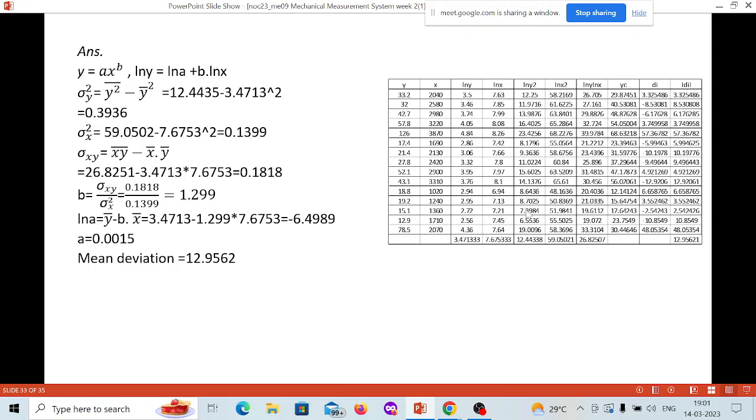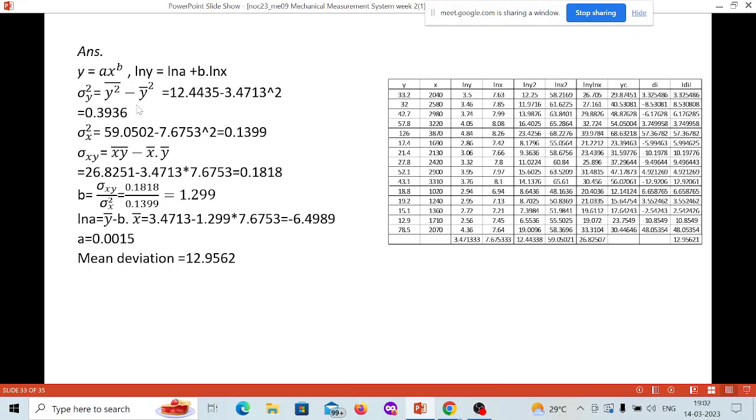So we have all those readings, and we find out 3.4713 for the mean value of ln y, and the mean value of ln x is 7.67. The mean value of ln y square is 12.44. The mean value of ln x square is 59.05. The mean value of ln y and ln x is 26.82. So we proceed to find further.